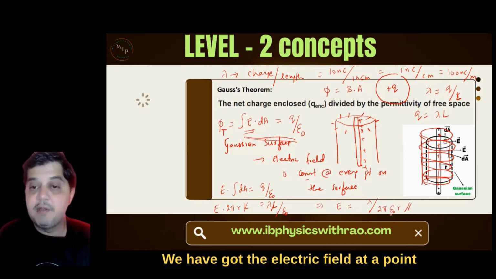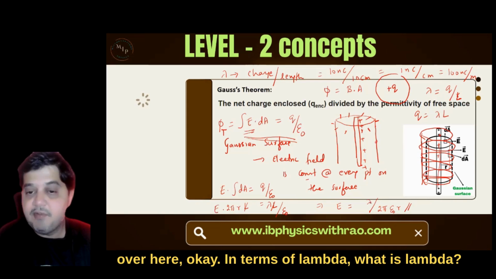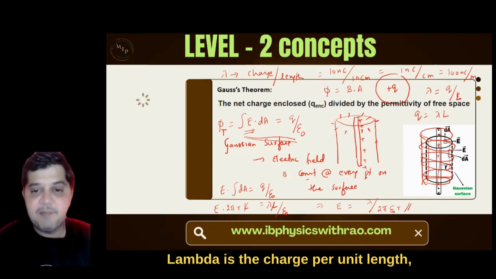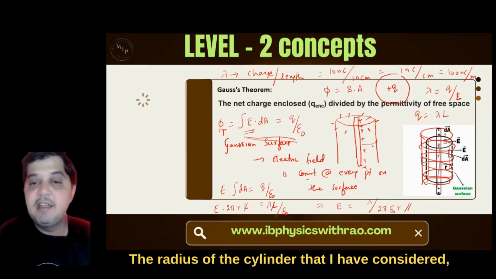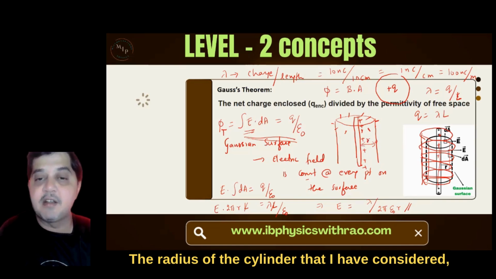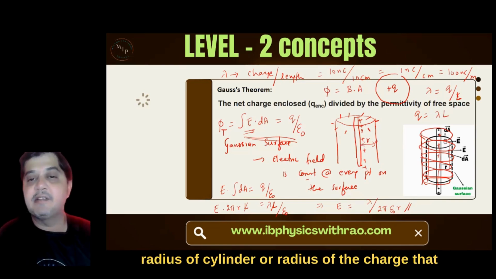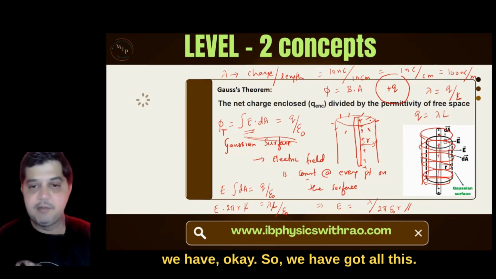What have we got? We have got the electric field at a point over here, in terms of lambda. What is lambda? Lambda is the charge per unit length. 2 pi epsilon naught is a constant. And what is r here? The radius of the cylinder that I have considered, right? Radius of the cylinder or radius of the charge that we have. Okay, so we have got all this.